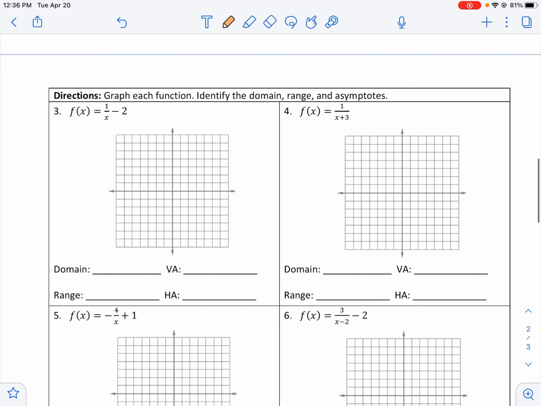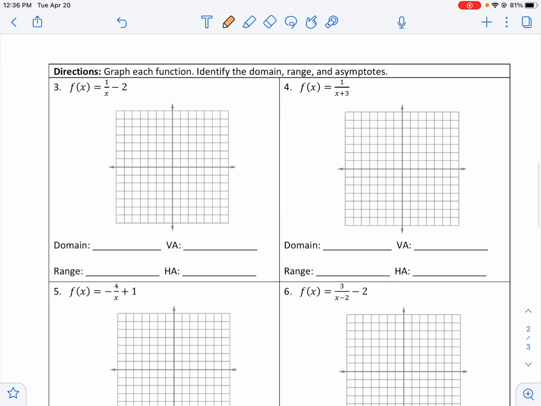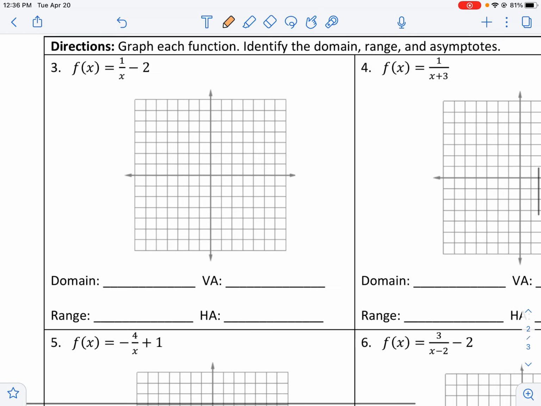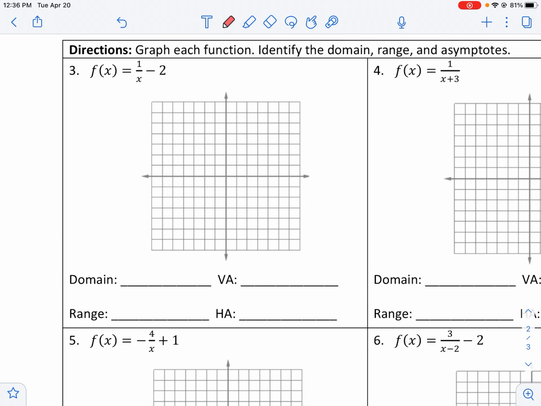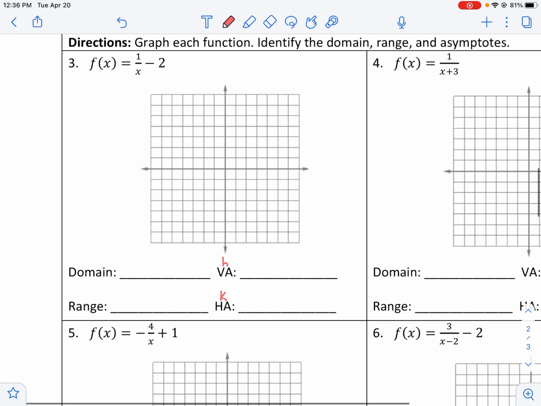Okay. And then on to the graphing. It says graph each function, identify the domain, range, and asymptotes. To start these, I always like to do the asymptotes first. Remember, vertical asymptote is the h value, horizontal asymptote is the k value. In this case, k is -2, so we have y is equal to -2.